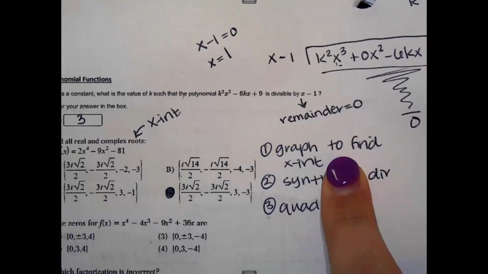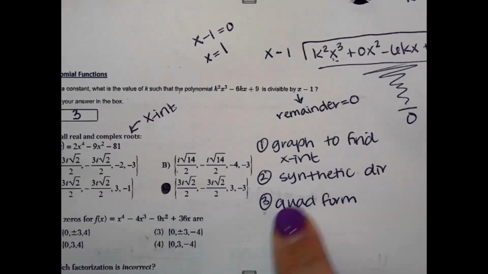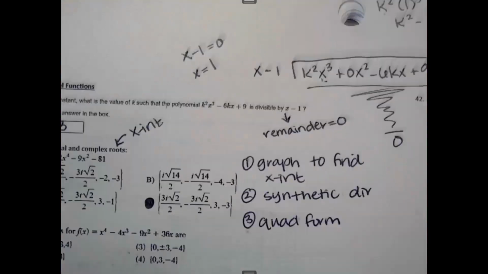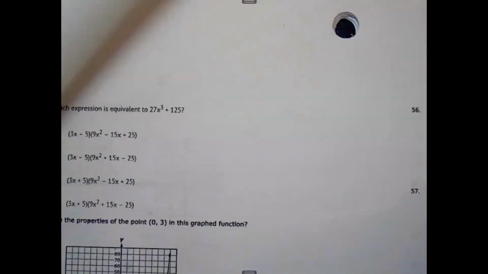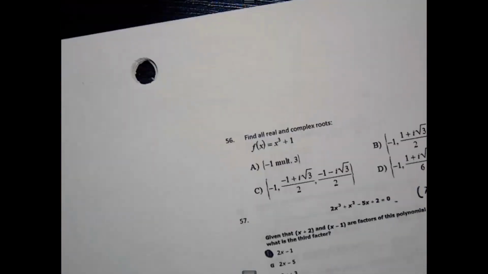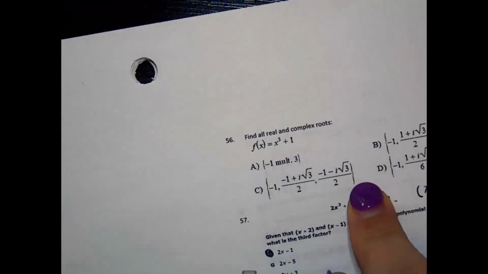So remember, the process is: find the x-intercepts, do synthetic division with them. From the synthetic division, you will get a quadratic, and then you'll do the quadratic formula on that quadratic. The problem that you have to do this work on is number 56. They say find all real and complex roots, and the real root that they give you in all 4 of the answer choices is -1. That means this is the one where we have to do that 3-step process.